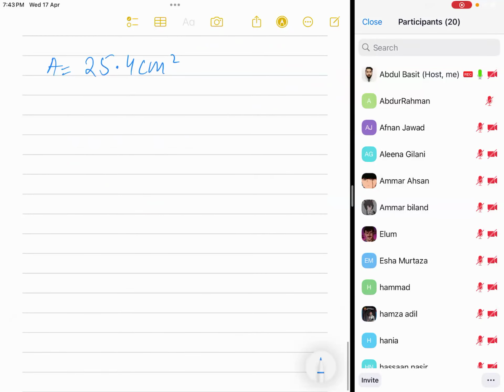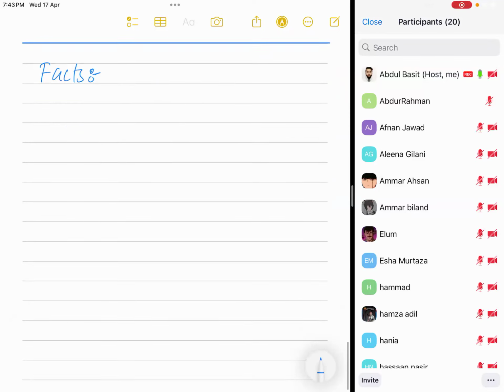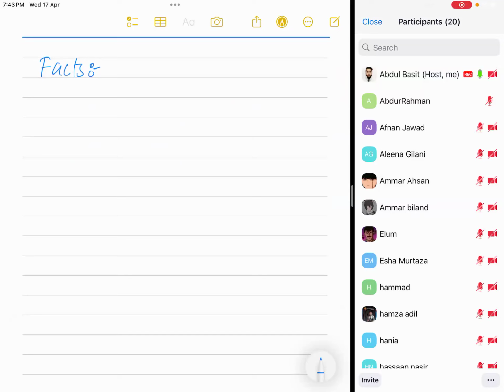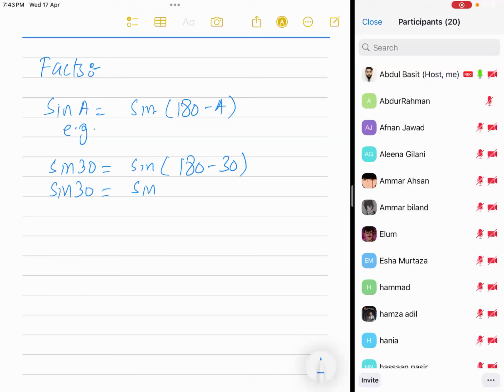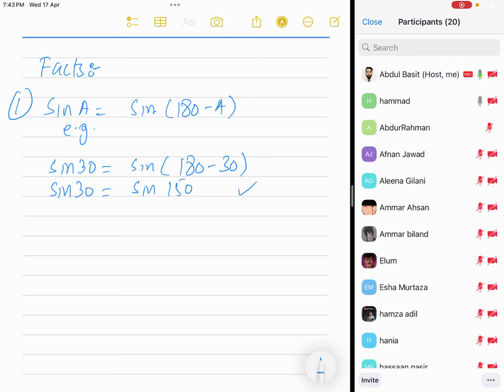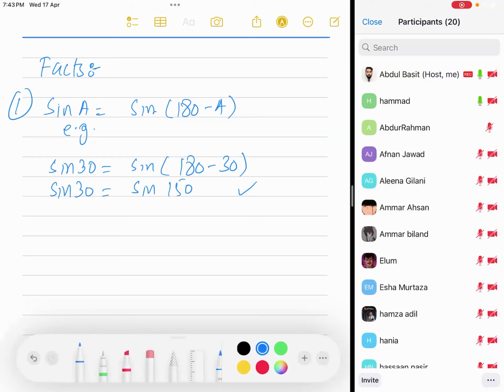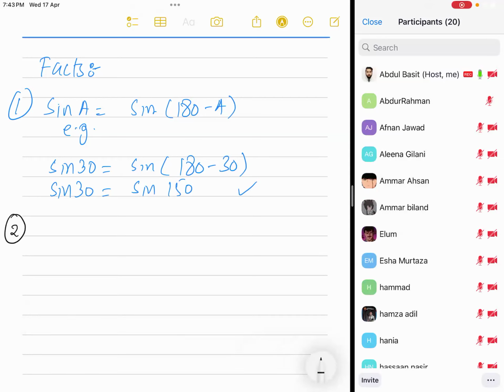Now we have some important facts of trigonometry. Facts important for O levels and IGCSE paper 2, paper 1. Remember that sine A is equals to sine of 180 minus A. For example, check in calculator. Sine 30 is equals to sine 180 minus 30, which is sine 150. Can you please check sine 30 and sine 150? Do they both have the same answers or not? Yes or no? Sine 30 gives 0.5 and sine 150 will also give the same. Check, they have the same answers. Yes sir, absolutely right.